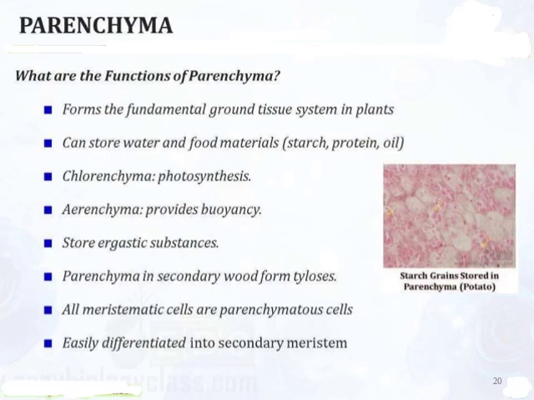Below this palisade parenchyma, irregularly shaped, widely spaced spongy parenchyma cells are present. So the spongy parenchyma cells are also photosynthetic, and the large spaces between these cells allow diffusion of carbon dioxide. And the parenchyma cells that have intercellular spaces are referred to as aerenchyma.